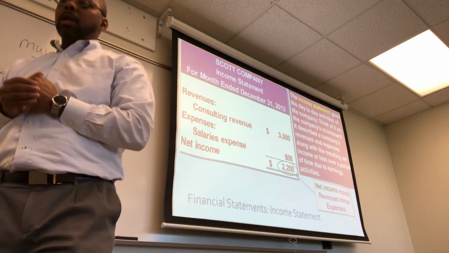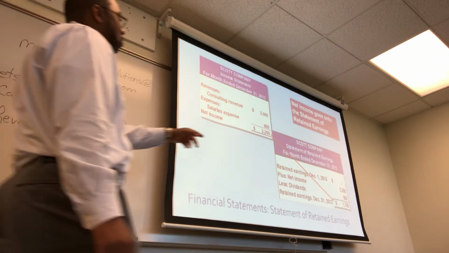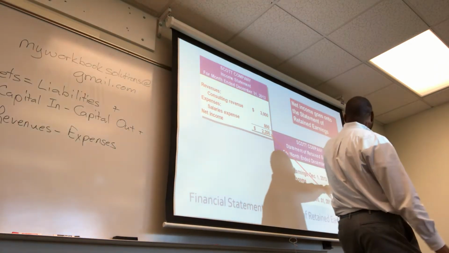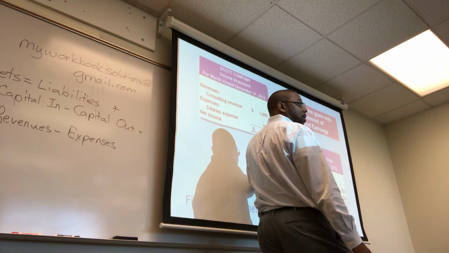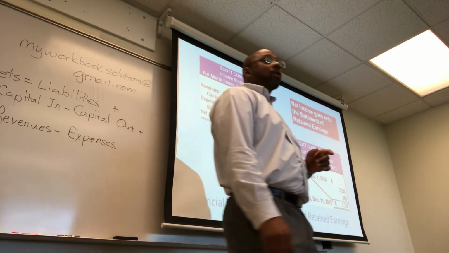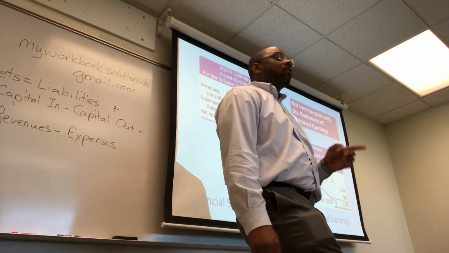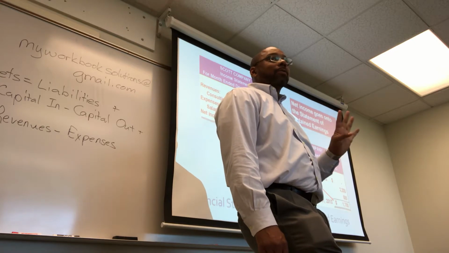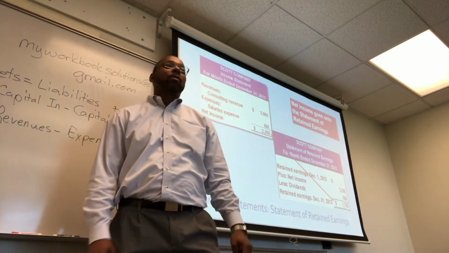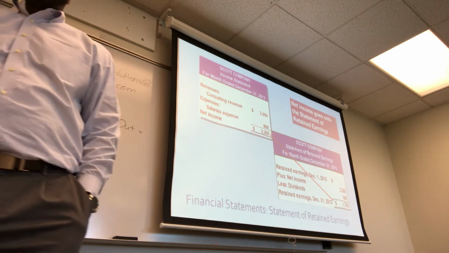Okay. Now you need this number. You need this net income because the net income goes on the next financial statement, which is the statement of retained earnings. So the statement of retained earnings is beginning retained earnings plus net income minus dividends equals ending retained earnings. For your midterm, I will make a note now to memorize this statement of retained earnings. It will save you time if you have it memorized. It's just 4 lines. Beginning retained earnings plus the net income. You got to bring the net income over from the income statement. Minus the dividends equals ending retained earnings.